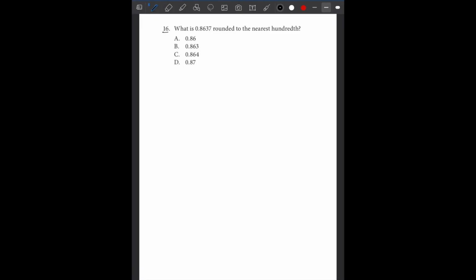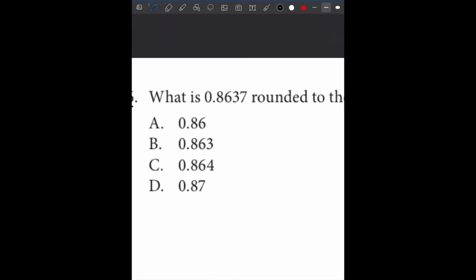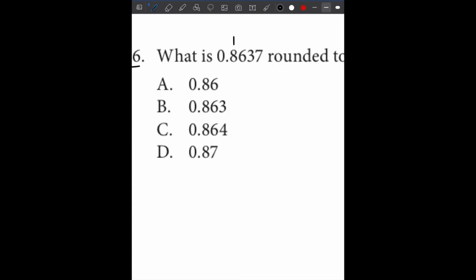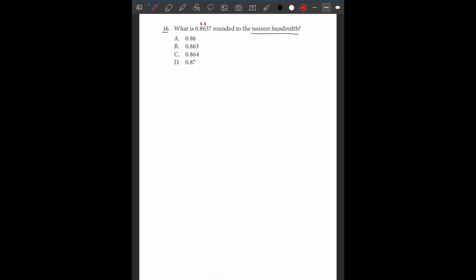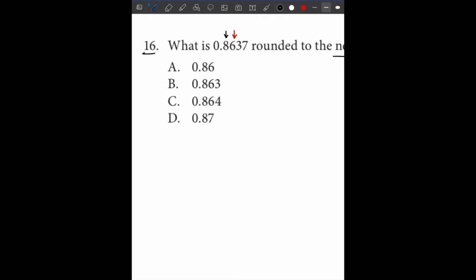Number 16 reads, what is 0.8637 rounded to the nearest hundredth? So if we zoom in, this right here is the tenths place. This is the hundredths place. And we want to round to the hundredths place, so we're looking at this right here.